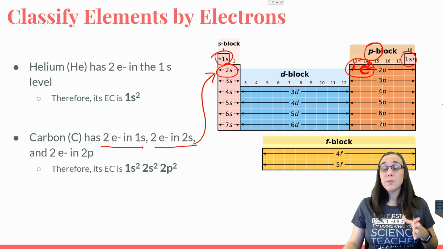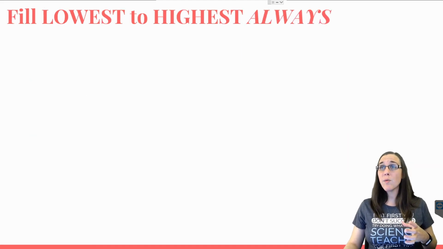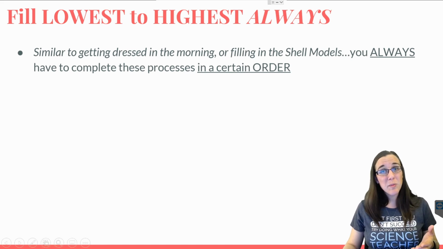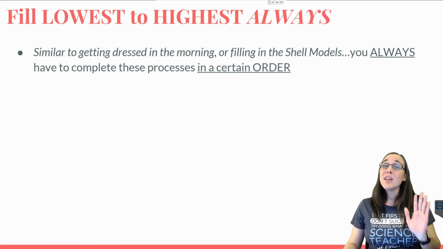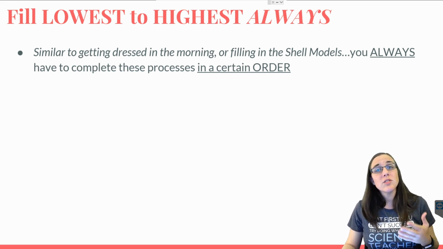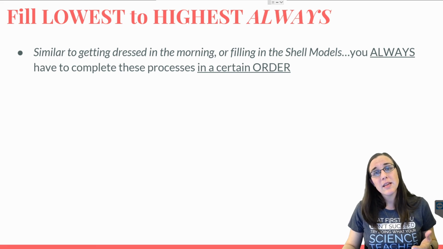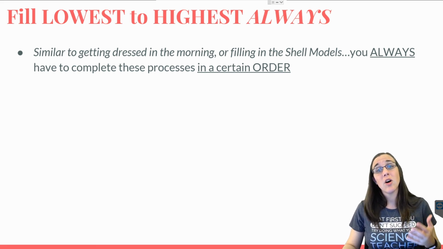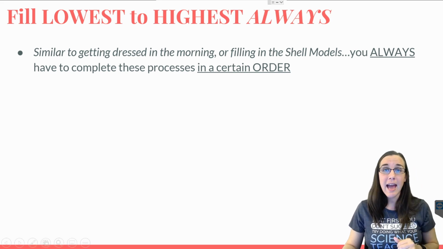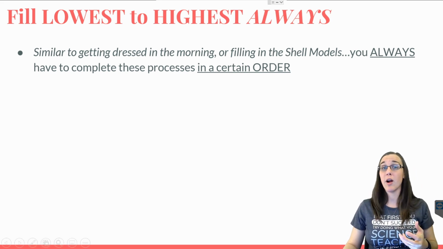So let's go over some brief steps and then jump right into doing these. We're always going to fill lowest to highest. Just like I mentioned before, when you get dressed in the morning, unless you are Superman, you're going to put your underwear on before you put your pants on. So there's a certain order in which we need to fill these electron configurations, always reading from left to right, top to bottom, till you get to the atom that you're trying to write.